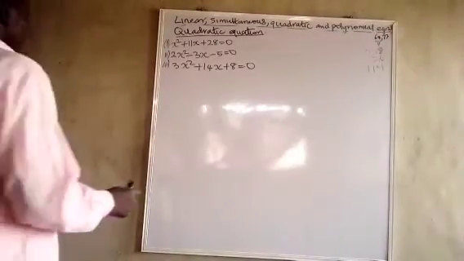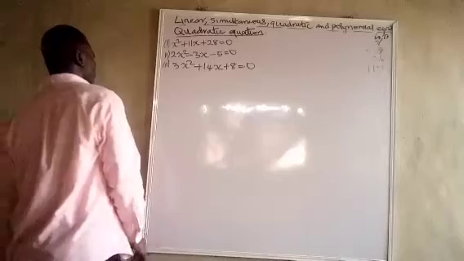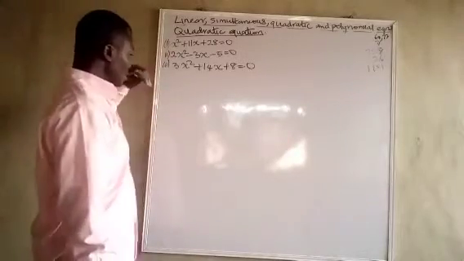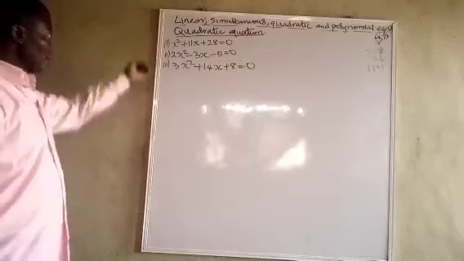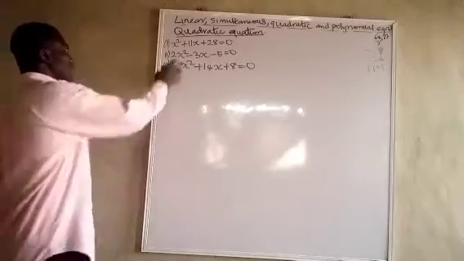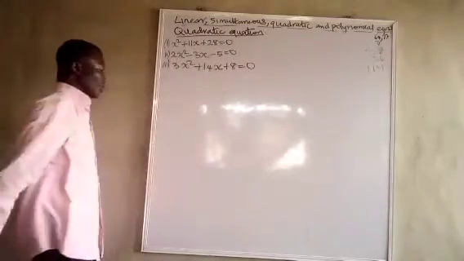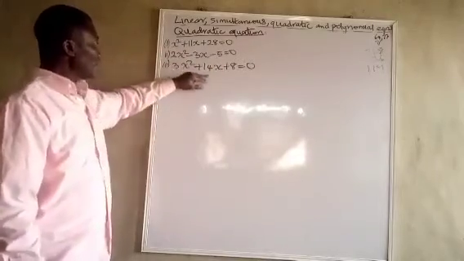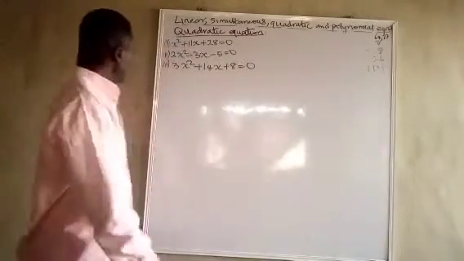Now let's solve these ones. I have number 1: x squared plus 11x plus 28 equals 0. In this situation, you find the value of x, that is the root of the equation, or the factors that make this equation 0. We do the same thing for the second one: 2x squared minus 3x minus 12 equals 0. And the third one: 3x squared plus 14x plus 8 equals 0. Now let's do the first one.